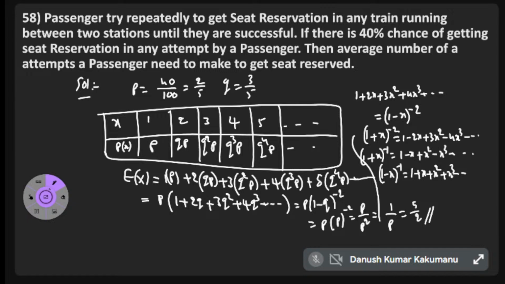What is the last topic we have? Statistics, a small topic. Probability is completed. The majority of questions are from probability only: 90 percent of questions are from probability and only 10 percent from statistics. Let us go to statistics and close.